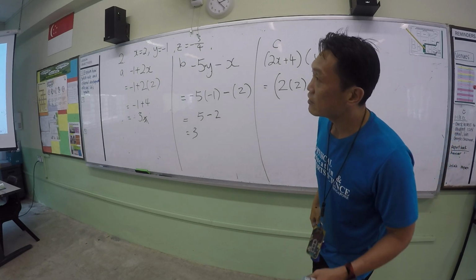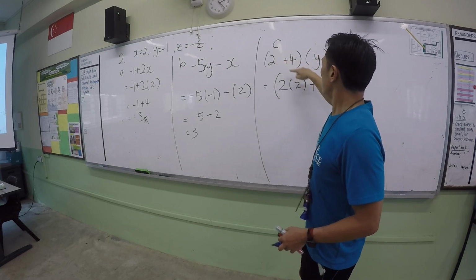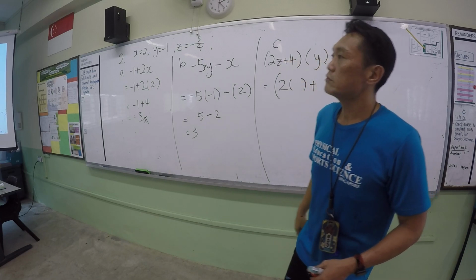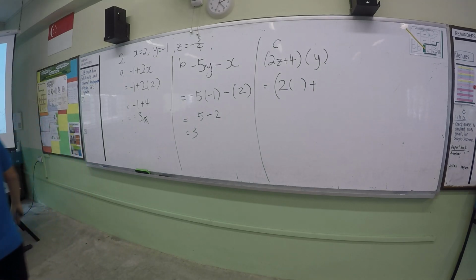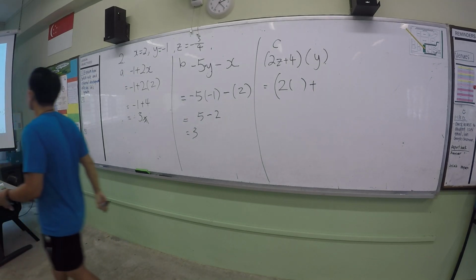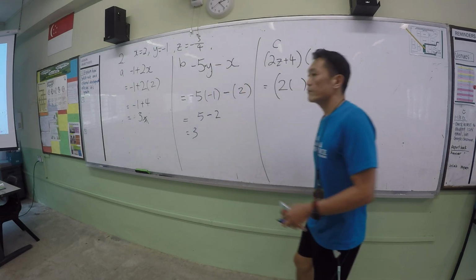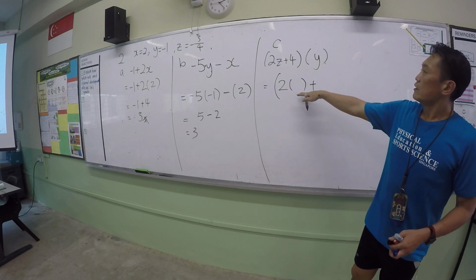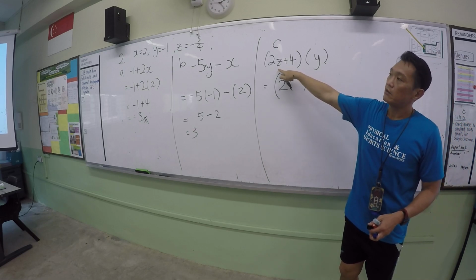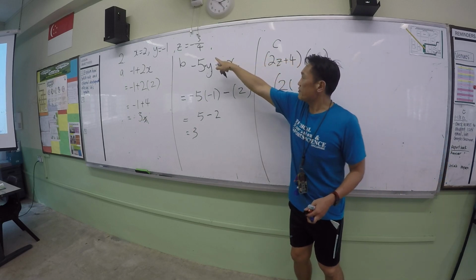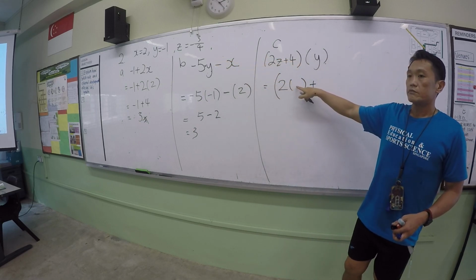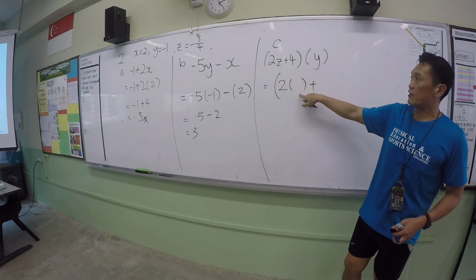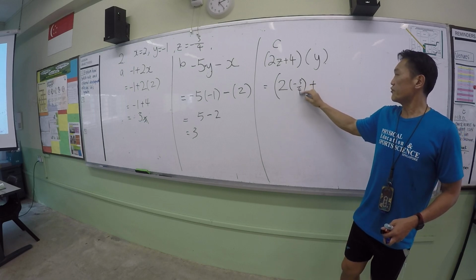This time is z. So z is now -3/4. The substitution, no change. Z replaced by a bracket. Just that now inside the bracket, I put -3/4.